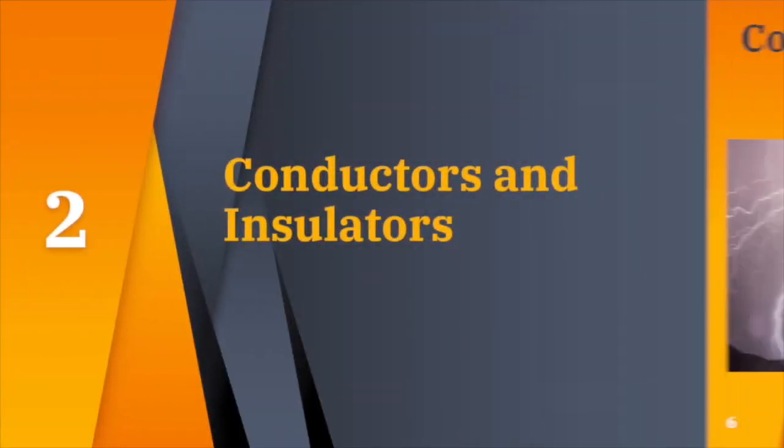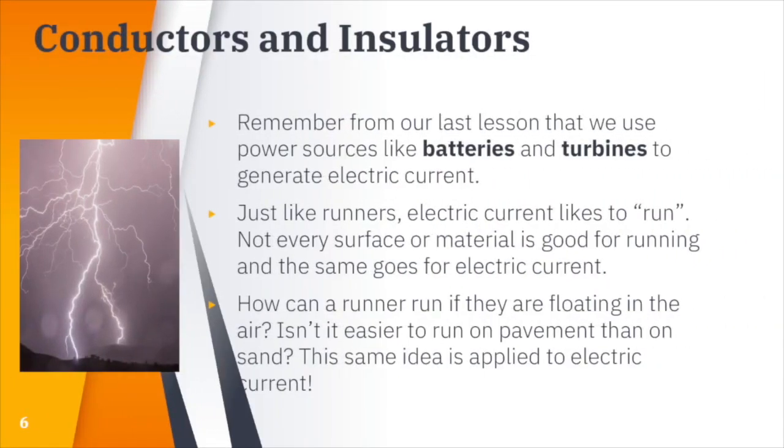Conductors and insulators. Remember from our last lesson that we use power sources like batteries and turbines to generate electric current? Just like the runners, the electric current likes to run. Now, not every surface or material is good for running, and the same goes for electric current. How can a runner run if they are floating in the air? Isn't it easier to run on pavement than on sand? This same idea is applied to electric current.